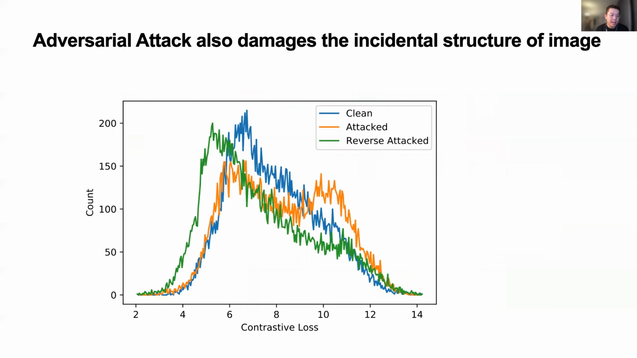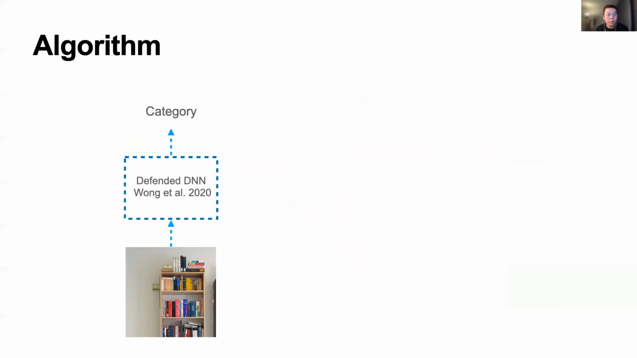Our key finding is that adversarial attack not only causes the image classifier to fail, but also damages the incidental structure of the image. We show the loss that indicates the natural structure of the images. And we can see the attack increases the loss from blue to orange, which means the attack damages the input structure. Our key idea is that we can reverse the attack by fixing the natural structure of the images. We now introduce our method.